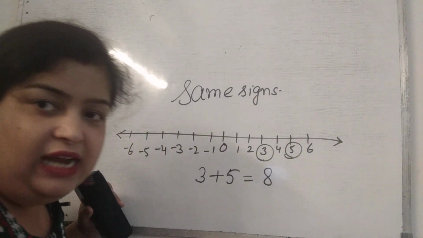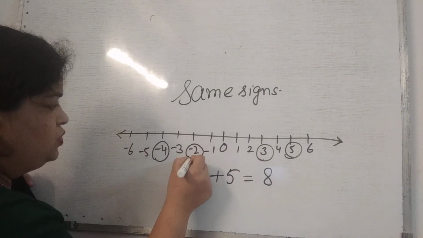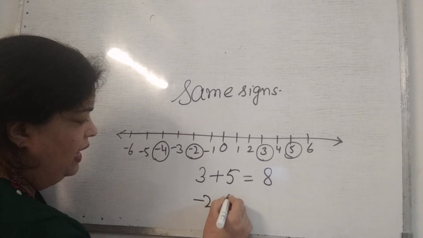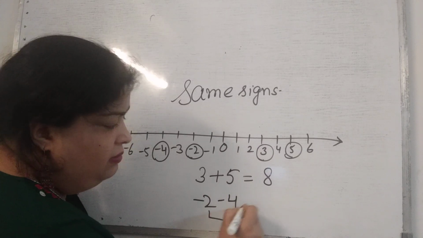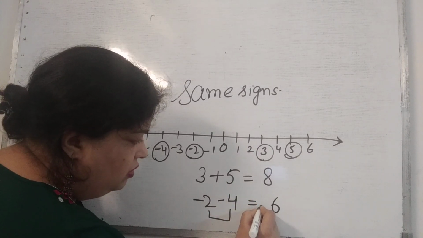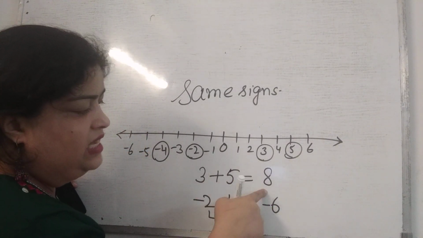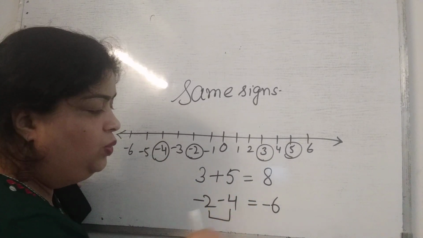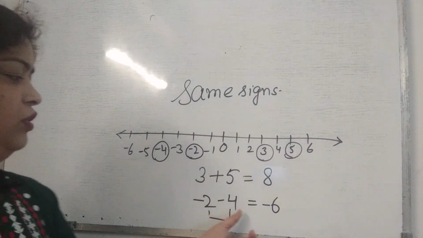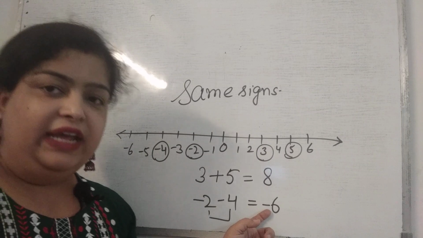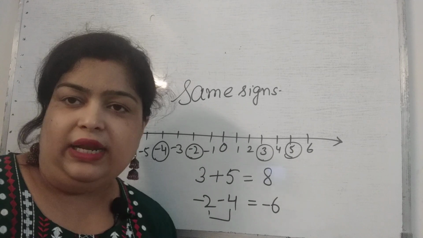And when we add two negative integers, I am taking minus 4 and minus 2. Here the two integers, both are negative. You will add them and put a sign of negative, because when you add two positive integers, its answer is positive, and when you add two negative integers, its answer is also a negative integer.